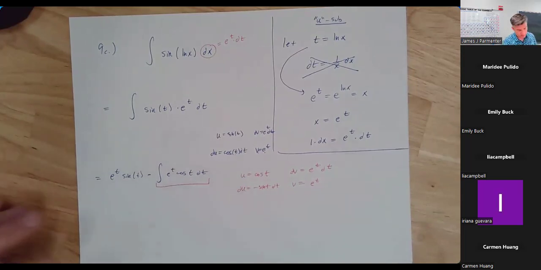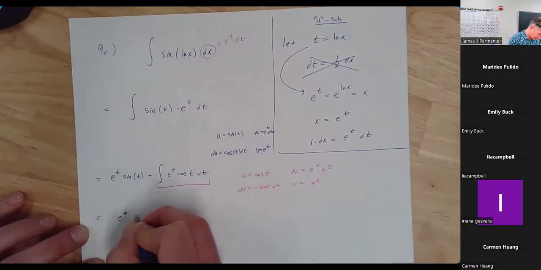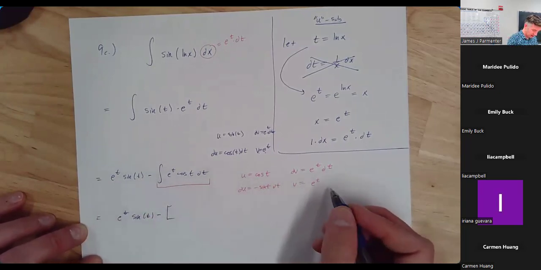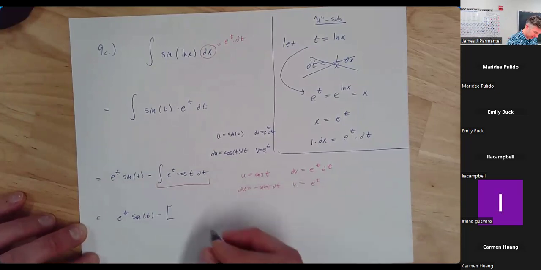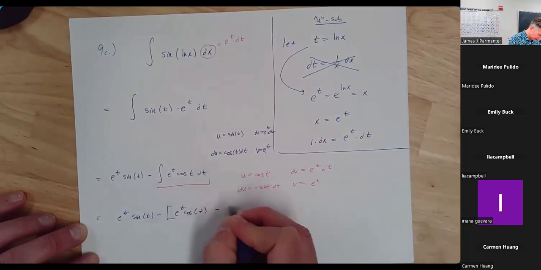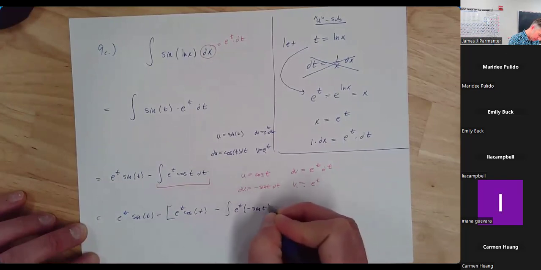So just a reminder. So then here, we're going to get e to the t times sine of t minus, now we're going to do the uv minus integral of v du again. We get u times v, which is e to the t times cosine of t, minus the integral of v du, which is e to the t times negative sine of t dt.